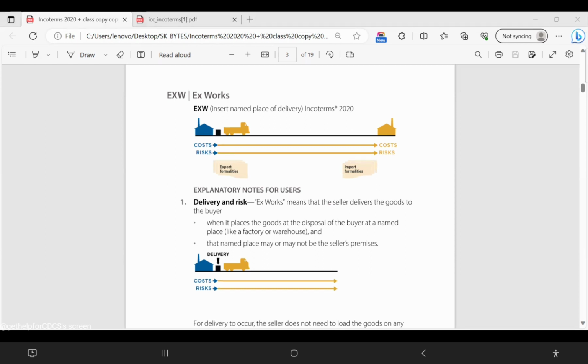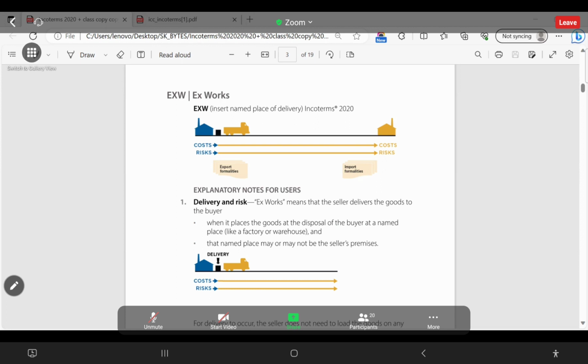I'll make these slides available in Dropbox. The Dropbox access I will give everyone next month, after the second installment. You can access all these slides and this material in Dropbox.